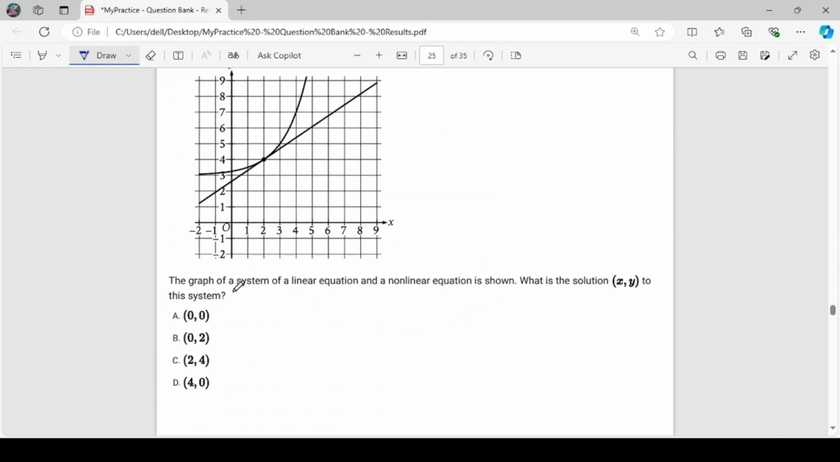Okay, next question. The graph of a system of a linear equation and a non-linear equation is shown. This is the linear one and this is the non-linear one. What is the solution (x, y) to the system? By solution they mean where the two graphs intersect. We can clearly see here that it is 2 on the x-axis and 4 on the y-axis. So (2, 4).